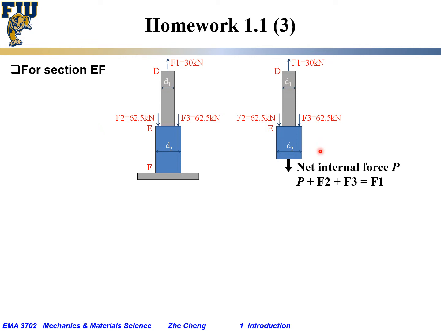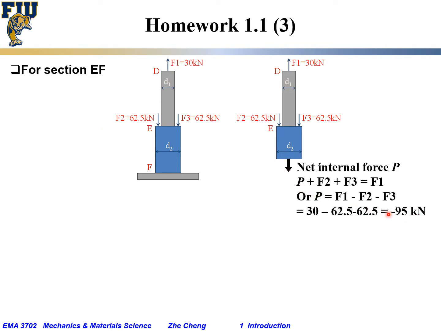And based on statics and the directions that we draw, the F2, F3, and P are pointing downward, so we put them at one side of the equation. F1 going upward, we put it at the other side of the equation. And then we would be able to solve for P would be equal to F1 minus F2 minus F3. F1 is 30, F2 and F3 both are 62.5, meaning the P value we are going to get is minus 95 kilonewton. Minus 95 kilonewton.